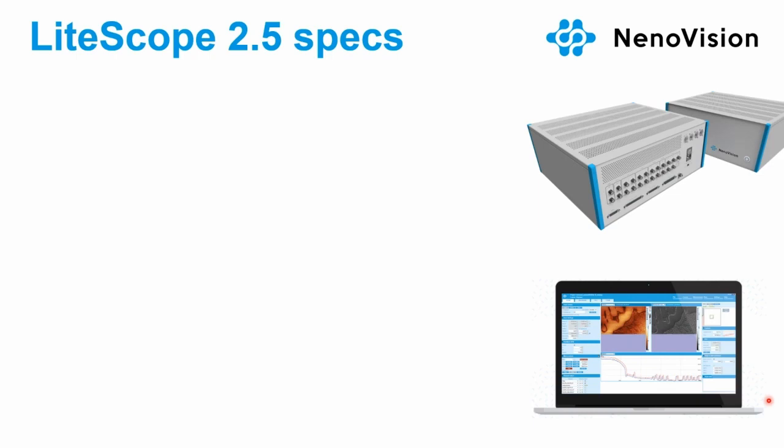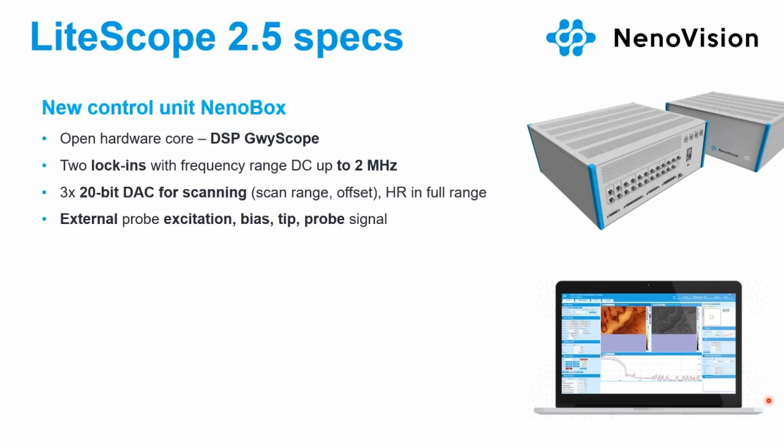I will show you and highlight some specifications from the nanobox unit. As I mentioned, the core is an open hardware digital signal processor, Redpitaya. Peter Kapetek will talk about it in more detail, but it consists of 2 lock-in amplifiers operating up to 2 megahertz, so you can utilize almost any probes you would like to use. There are 3 20-bit AD converters, which ensure high resolution and full scan range, and there are additional possibilities to bias the tip, bias the sample, etc.